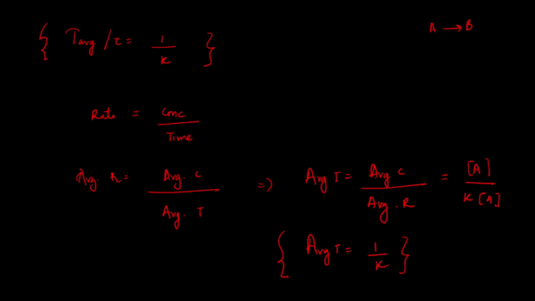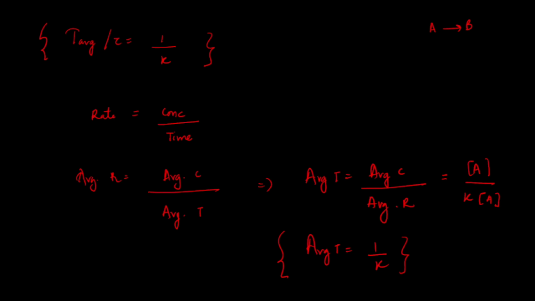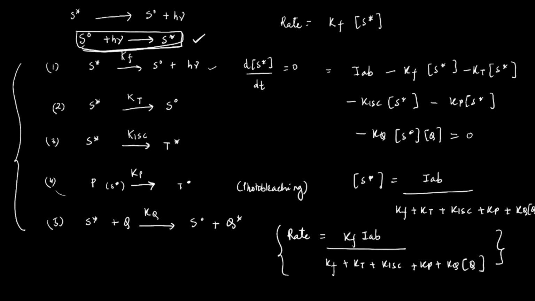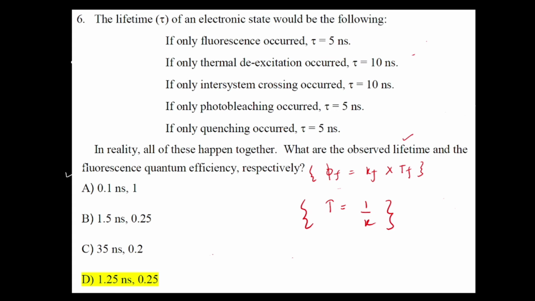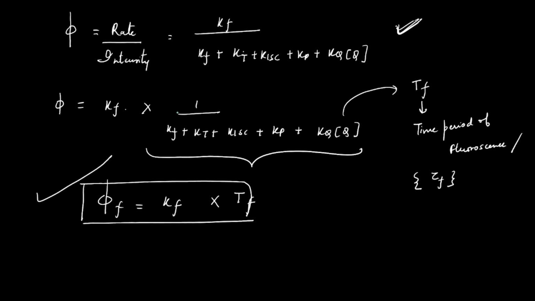Okay, so we are going to use these two formulas only. First is this formula, and second is average lifetime is actually defined by 1 by k, and that is how we can derive these two formulas. I hope the point is clear to all of you. Now we just need to use these two formulas in order to solve the question. So first we would be solving the observed lifetime for fluorescence. So what is observed lifetime? We have derived this particular thing over here.